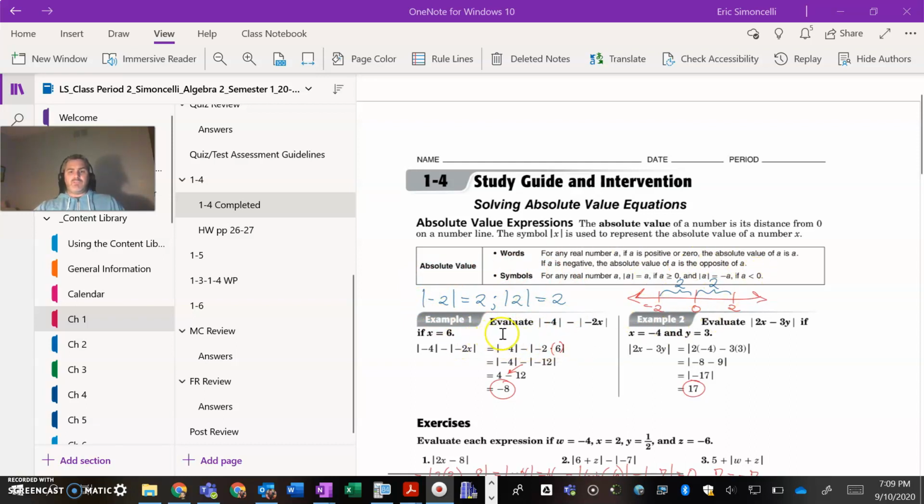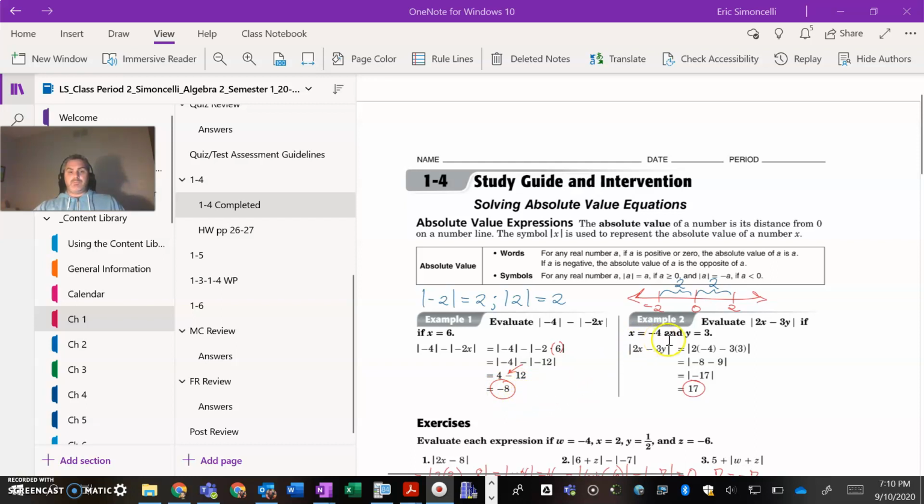Example 1. Evaluate the absolute value of -4 minus the absolute value of -2x if x equals 6. So what we're going to go ahead and do is substitute 6 right in for x, and that gets us started. In the next step you see the absolute value of -4 still left unsimplified, but now minus the absolute value of -12. This carries down quite nicely, so the absolute value of -4 becomes 4, and the absolute value of -12 becomes 12. So 4 minus 12, easy enough, -8.